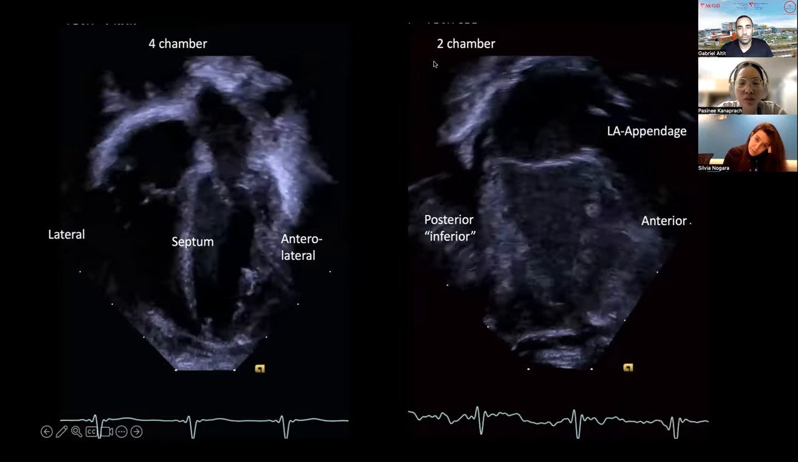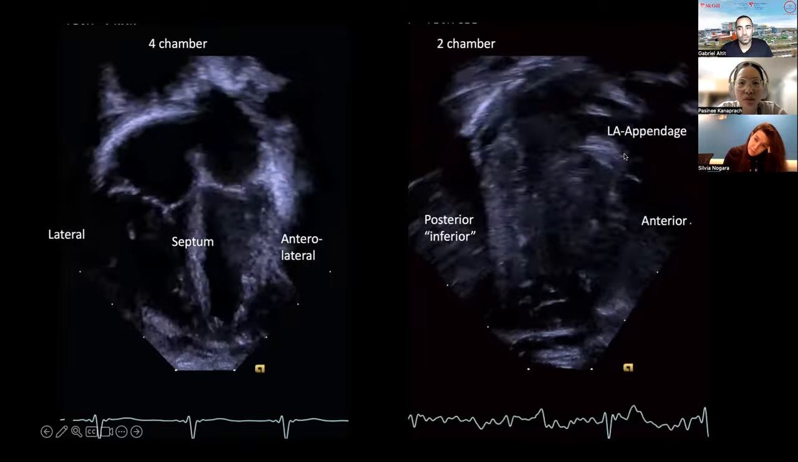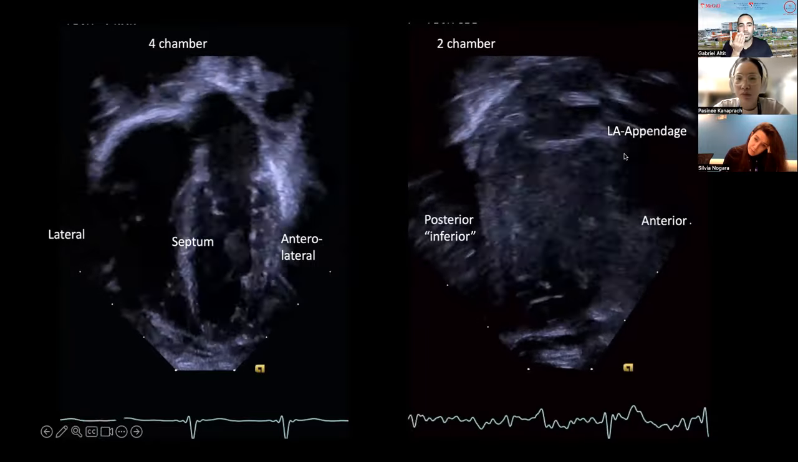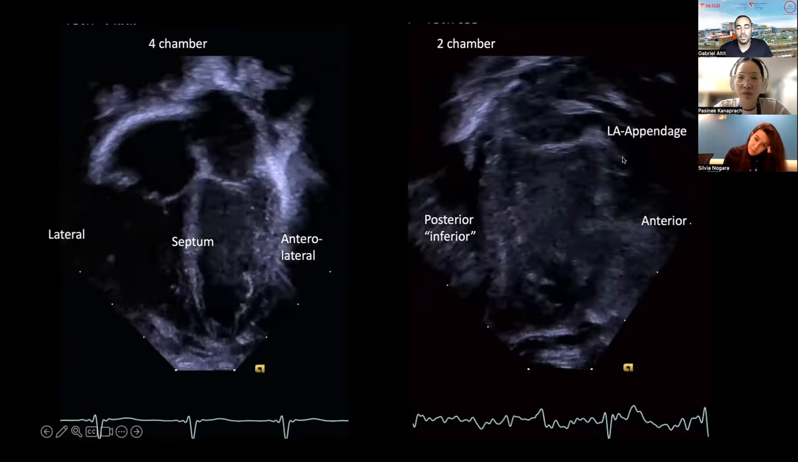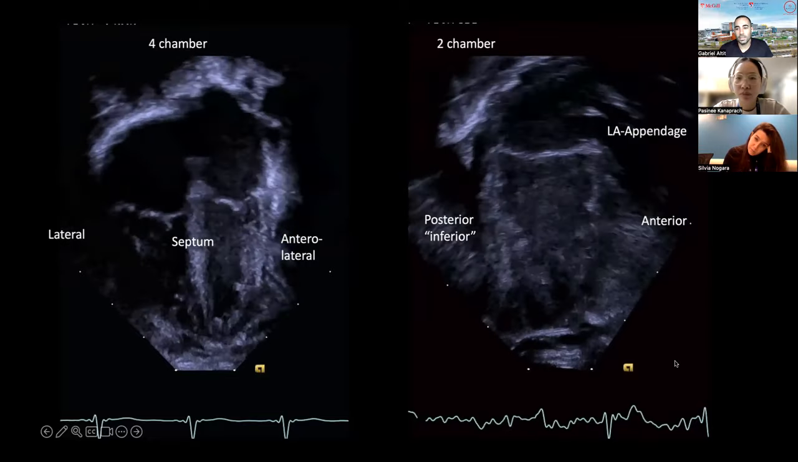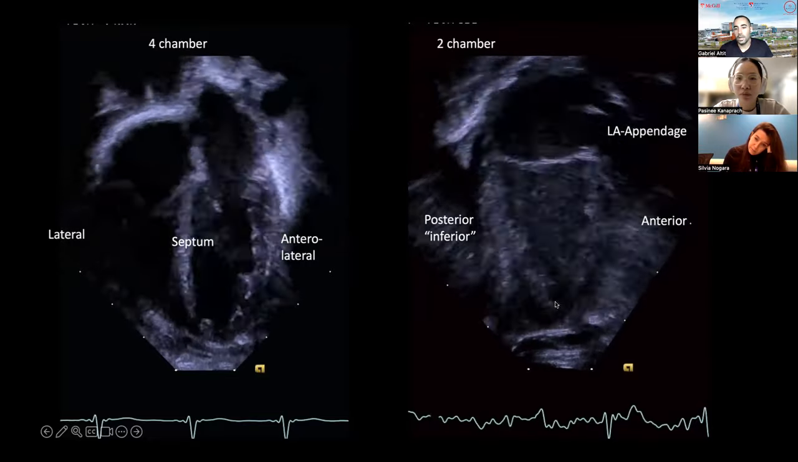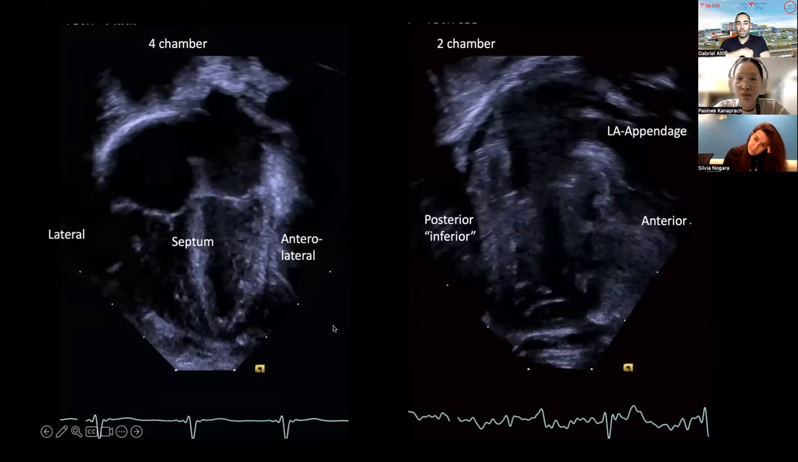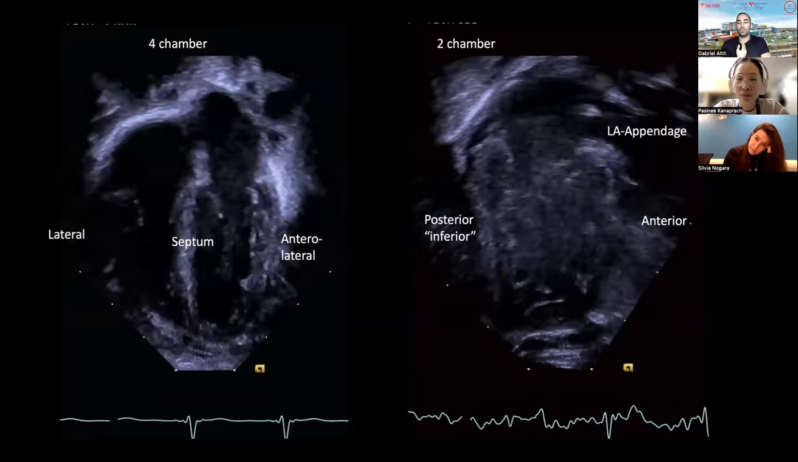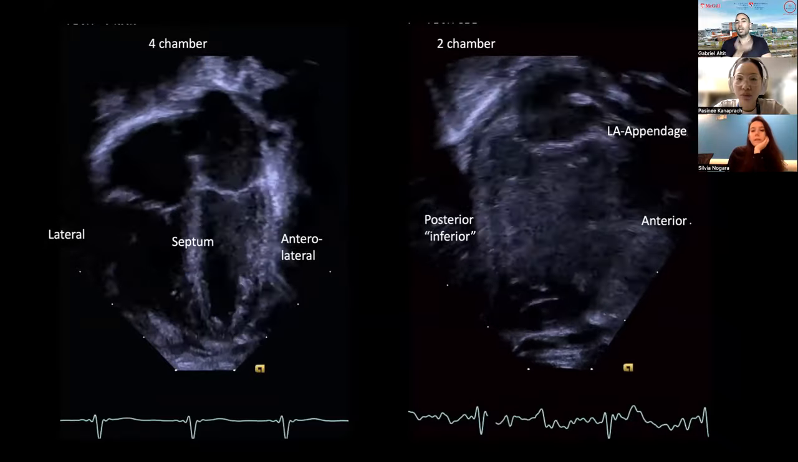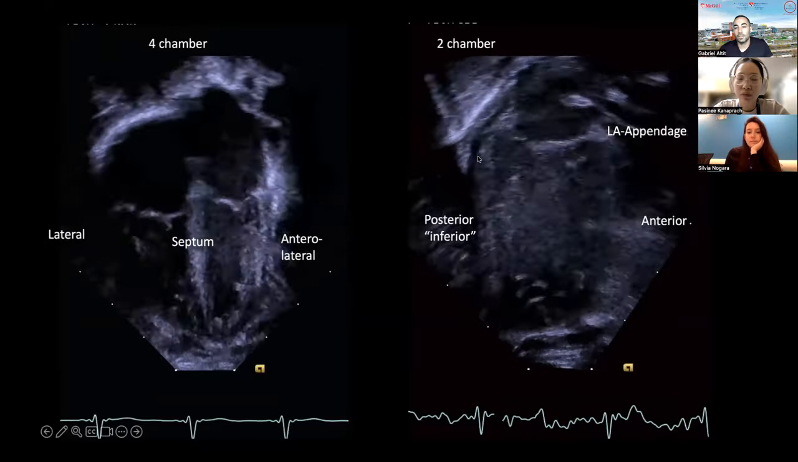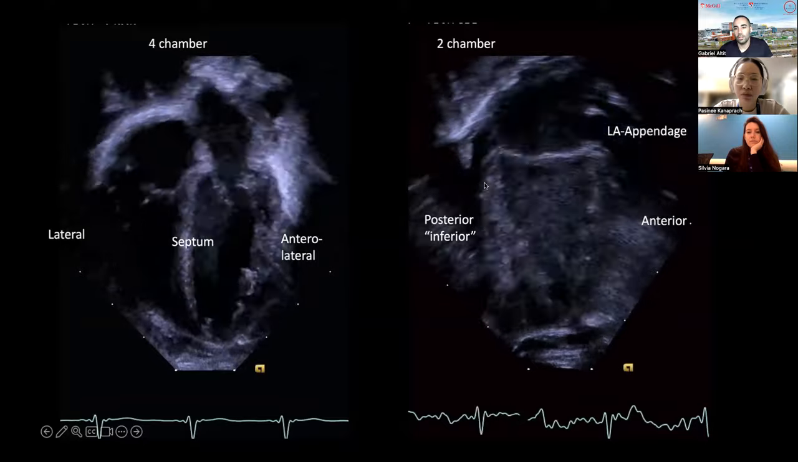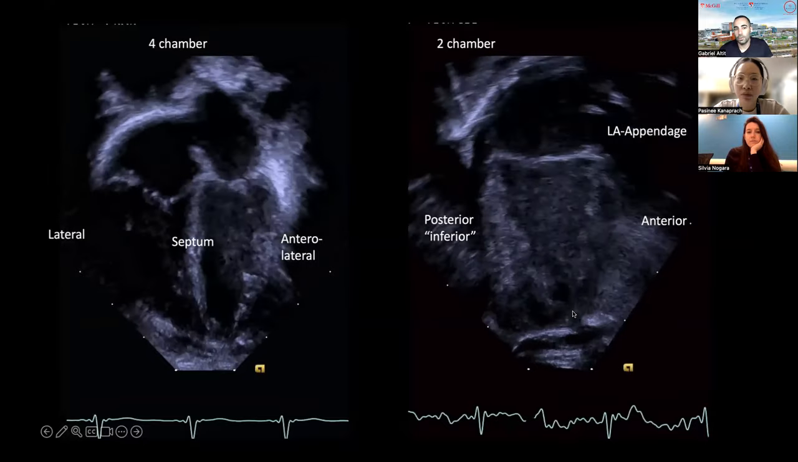And then when you're doing a two-chamber view, what you're seeing is actually you're cutting 90 degrees of that. So you're seeing the interior of your left ventricle. So this is towards the skin. And this is posterior, which is towards the spine. Okay, so when you're doing the image, you're turning and now you're seeing towards the skin, so anteriorly and then posteriorly. So you see the posterior wall of your LV and the anterior wall of your LV.